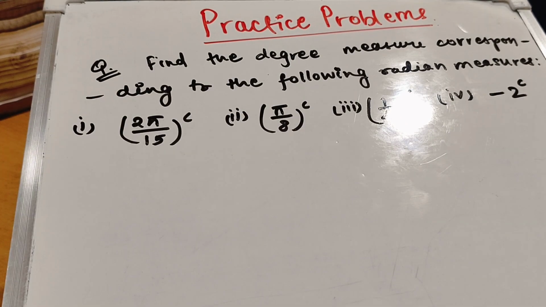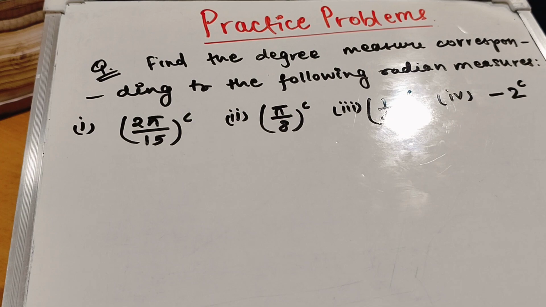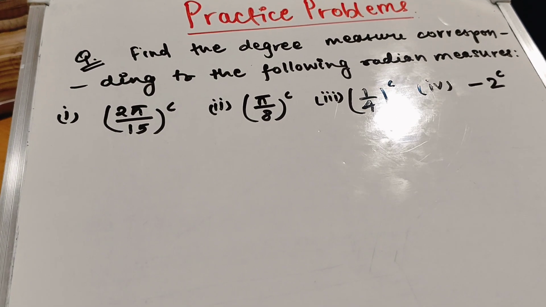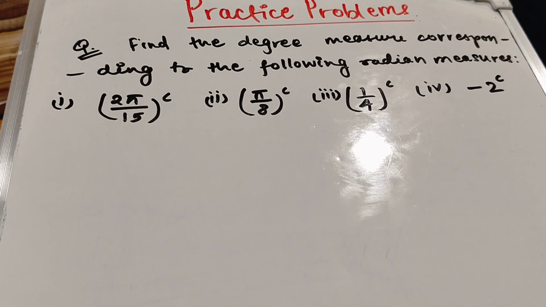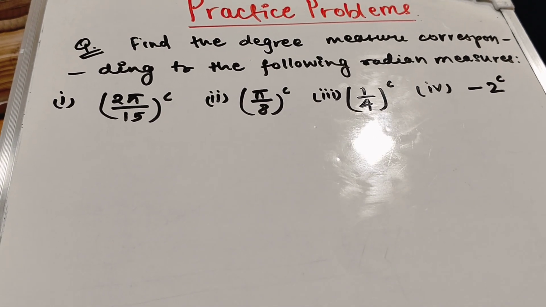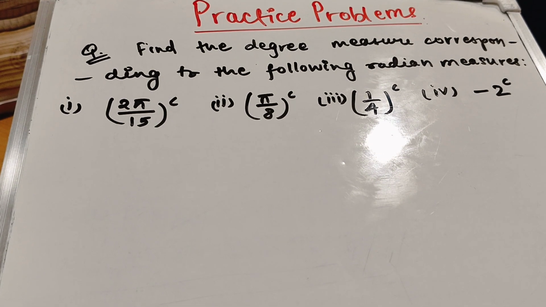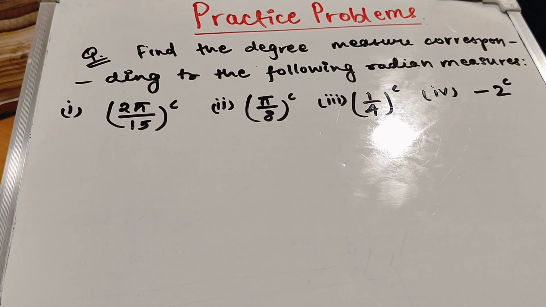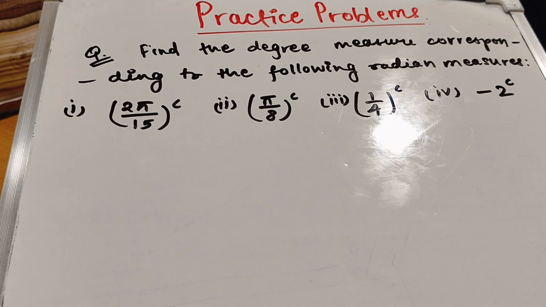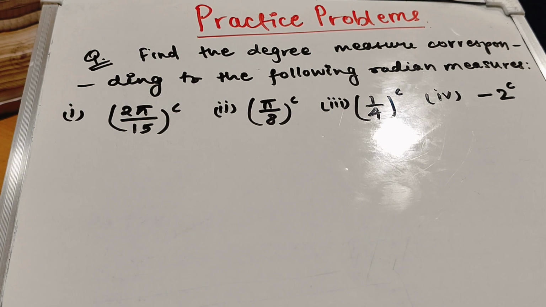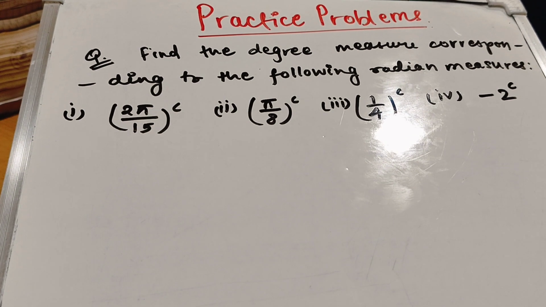So this is the first question. Find the degree measure corresponding to the following radian measures. Now you can see, here we have some measures of angles in radians and we have to convert them to degrees. So you can pause and try it by yourself and come back to see if you got it right or if you were not able to solve any.